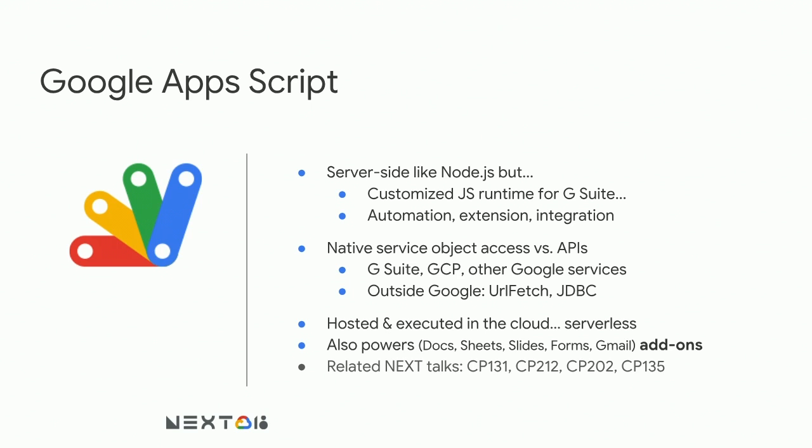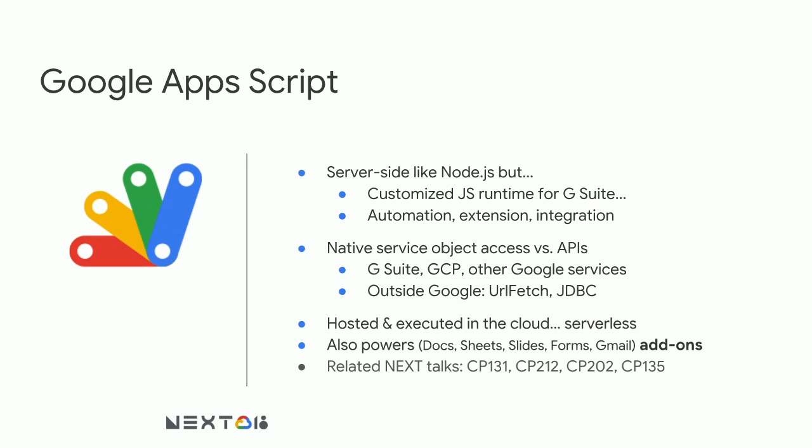Okay, so it's basically like that. And of course, it covers more than just G Suite products. You can use some GCP products, so we're going to have that in one of the demos. And you can use other Google services as well, too. So in App Script, you can also reach Google Analytics, Google Maps, YouTube, and many others.